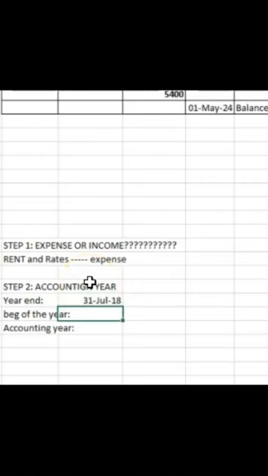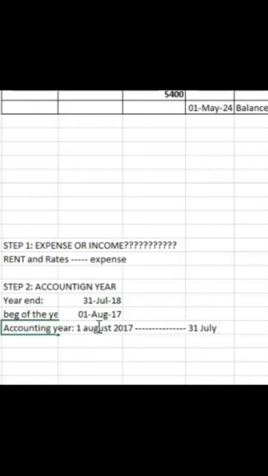Let's go to step 2 where we note down the accounting year. And knowing that helps to figure out whether there was any owing or prepayments in the beginning or end of the year. Our year end of this question is 31 July 2018, so beginning of the year is 1 August 2017. The accounting year is therefore from 1 August 2017 to 31 July 2018.